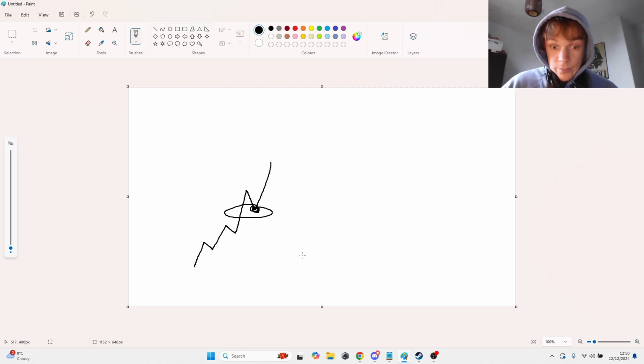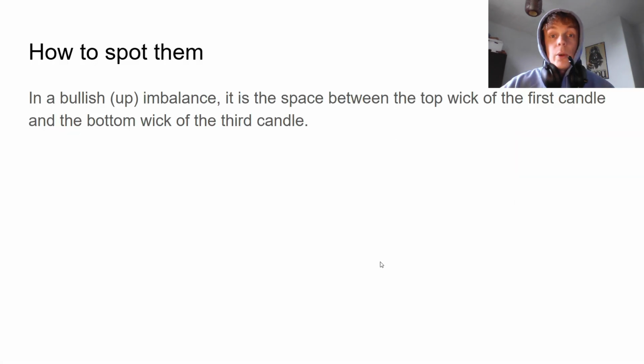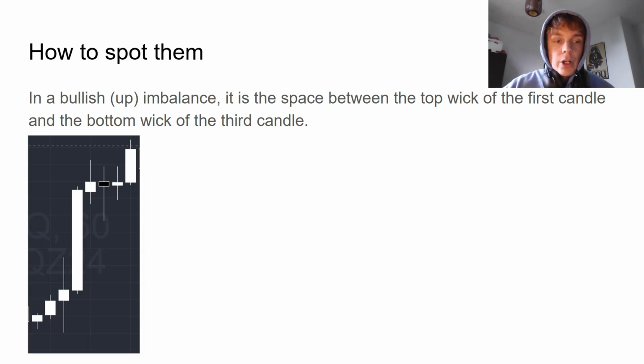So if you're running upstairs really quick, you skip a stair. That empty stair becomes a magnet for price to fill before continuing. That's the whole point, right? So how do you spot them? In a bullish imbalance, it's the space between the top wick of the first candle and the bottom wick of the third candle. So in this scenario, it's this space right here. The top wick of the first candle and the bottom wick of the third candle, because in this space right here, there is zero selling pressure.